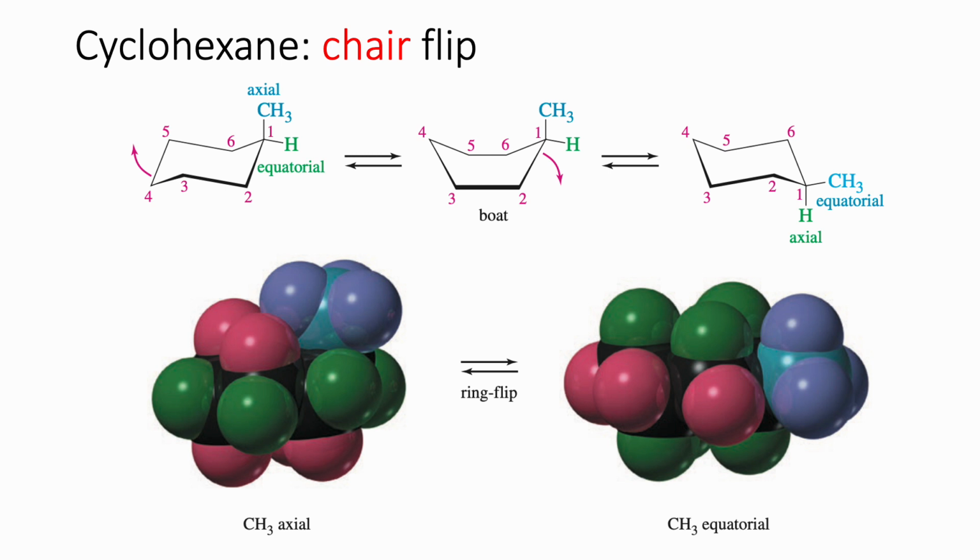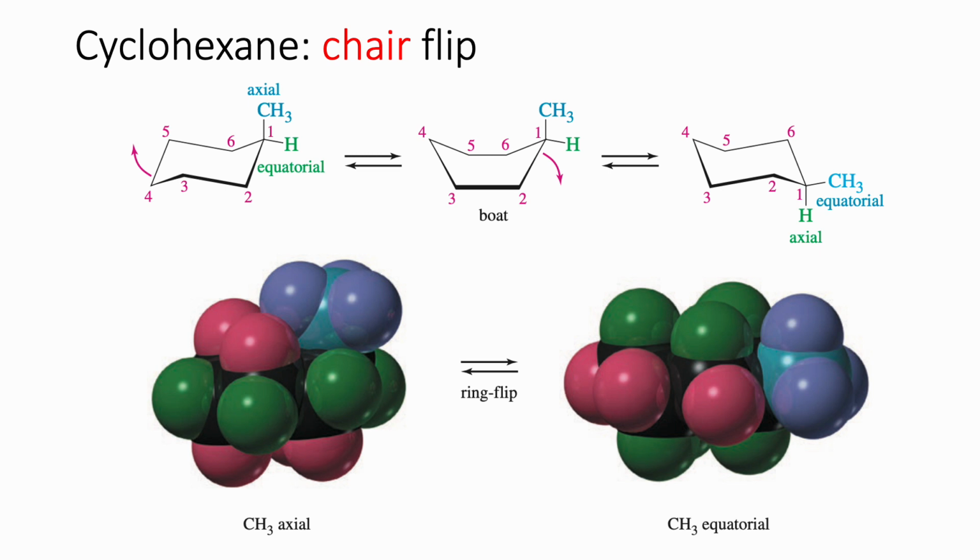Notice how in carbon 1, the headrest, we have the axial methyl group, and then after the chair flip, that axial group becomes equatorial on carbon 1. The headrest becomes the footrest, and the axial group becomes equatorial. So during a ring flip, every axial group becomes equatorial, and every equatorial group becomes axial. That's what's happening during a chair flip. The axial groups and the equatorial groups are changing places.